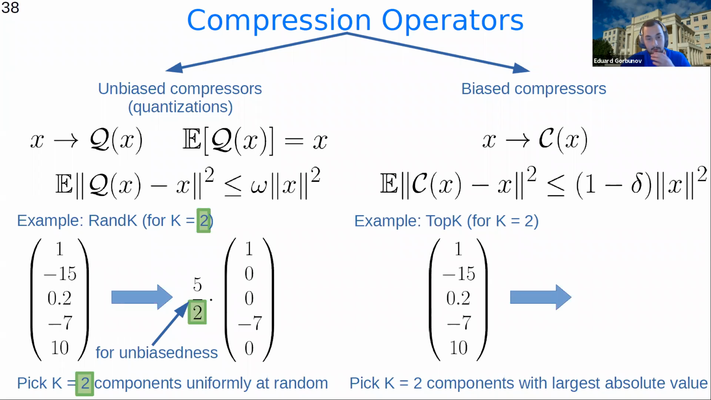And as an example of a biased compressor, we can consider the top K compression operator, and it just picks the K components with the largest absolute values. So in this example, the top 2 compressor will produce the following output.